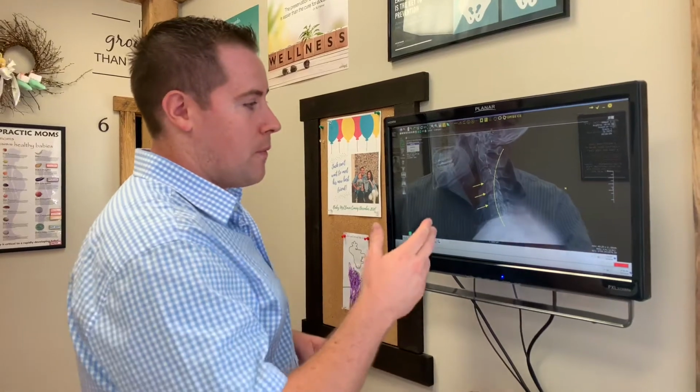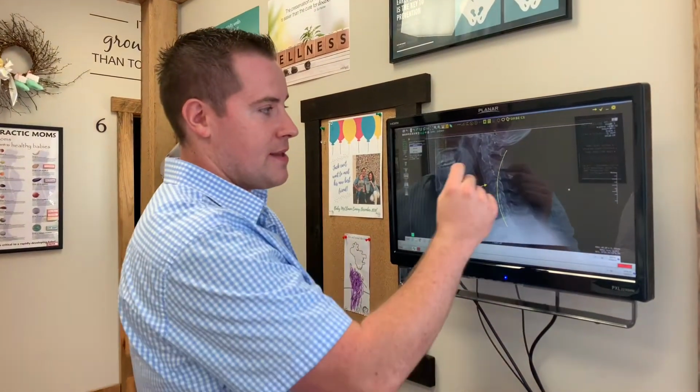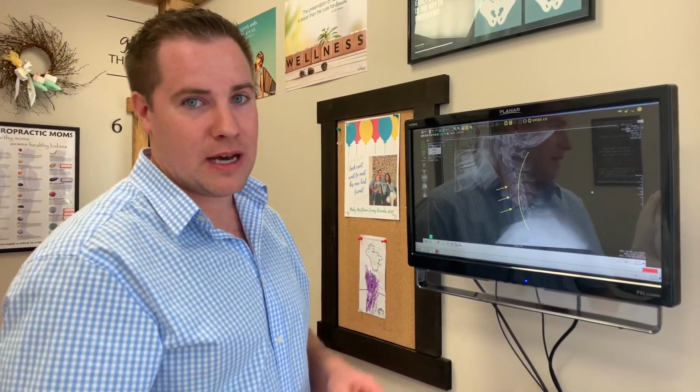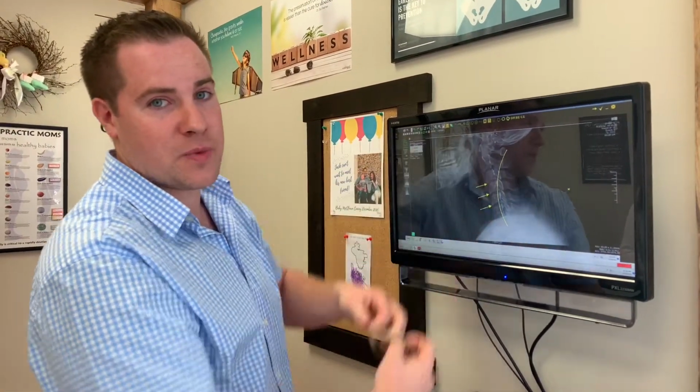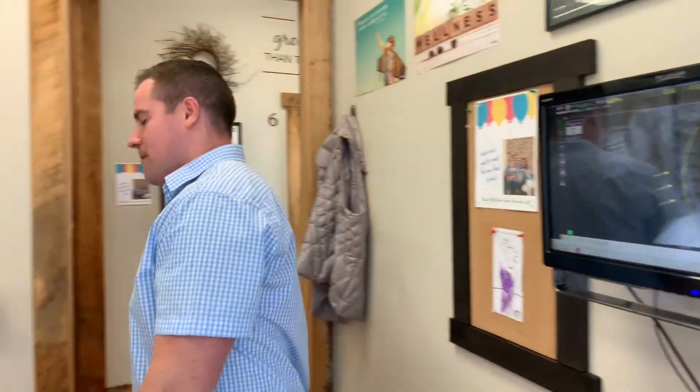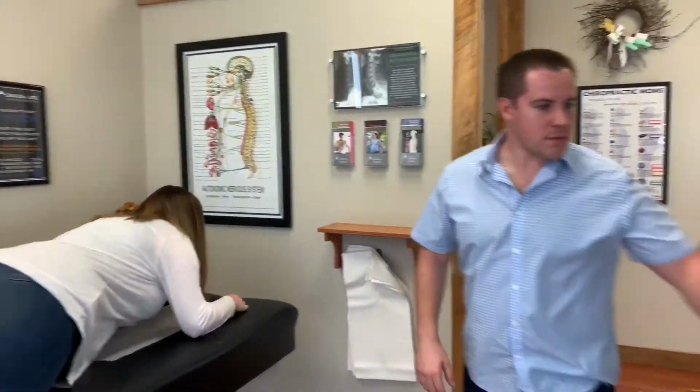So we're going to be checking Megan today to make corrections to the alignment of the top bones in the neck, to take some of that tension off of the spinal cord and really get to the root cause of the migraine. Megan, I'll have you climb up here. Yep, and we'll get you checked.